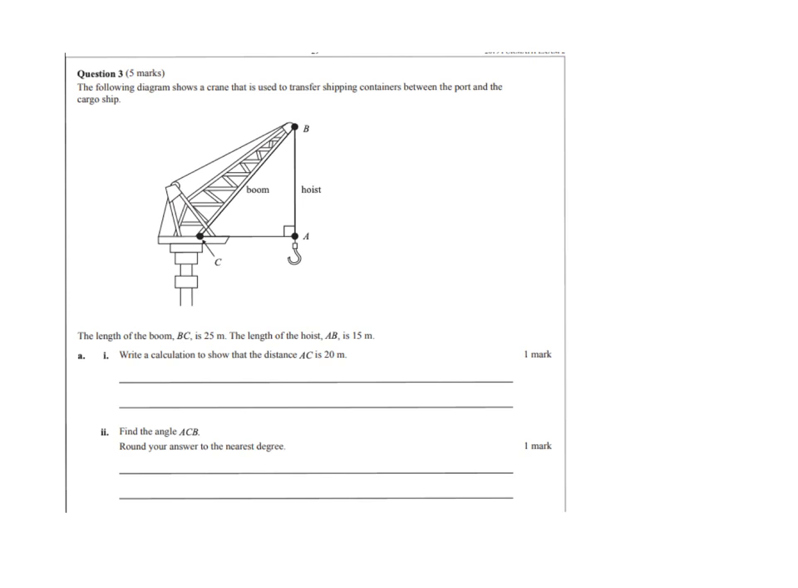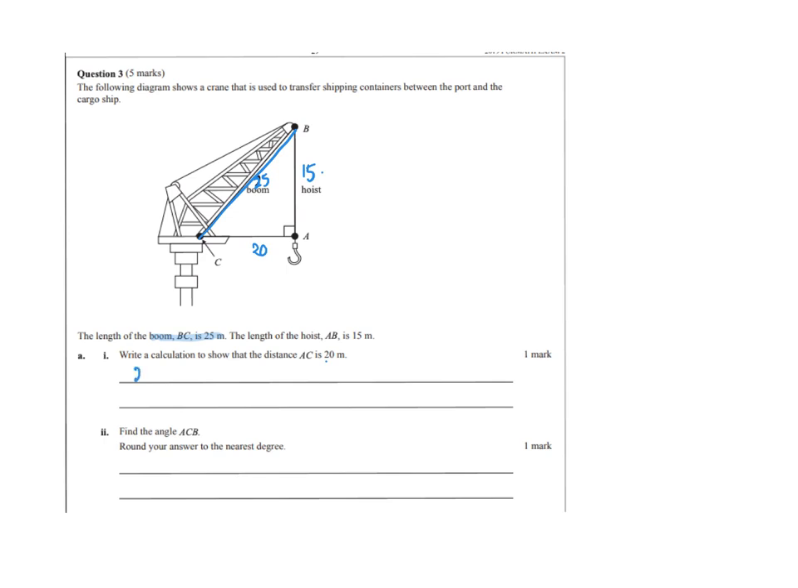This next one, it says, we've got the crane used to ship different containers, and they give you a few distances here. They say the length of the boom BC is 25. So you see that in there is 25 from here, and the hoist AB is 15. So we got told that was 15. And it says write a calculation to show that AC is 20. So this is another Pythag question.